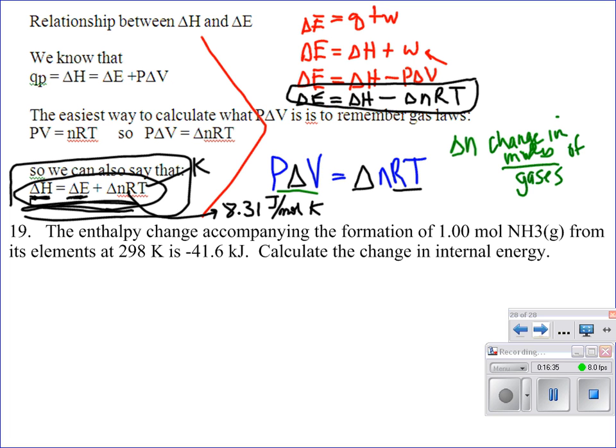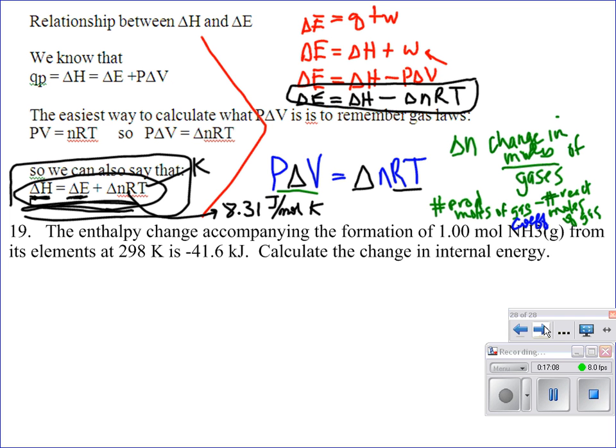So for delta N, all you need to do is find the number of product moles of gas minus the number of reactant moles of gas. Sounds scarier than it is, because guess what we're going to use for moles of gas? The coefficients in the balanced equation. That's it. And I'm going to show you how to do this problem. You're going to be surprised how easy it is. Coefficients. Don't freak out.